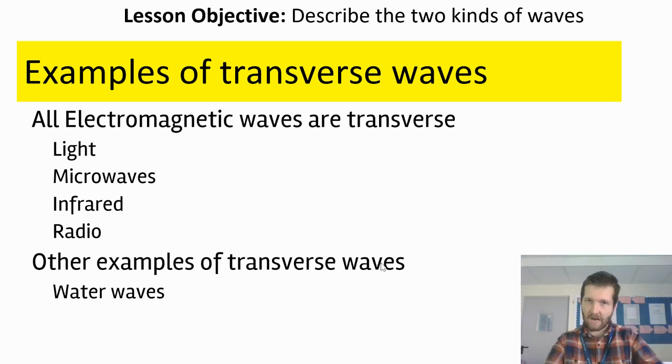The entire electromagnetic spectrum of waves, we're going to meet all of these: visible light, microwaves, infrared, radio, X-ray, gamma rays, you name it, ultraviolet. Yeah, these are all electromagnetic waves, all transverse. Water waves also can move in a transverse wave. You might have seen that in water.